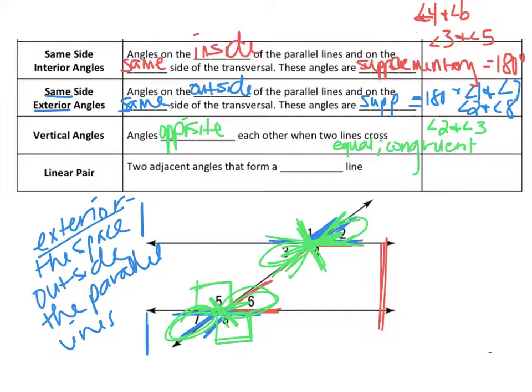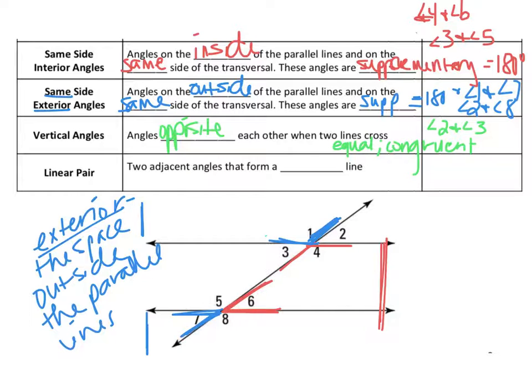The last example of our angle relationships would be a linear pair. So a linear pair are two adjacent, so side-by-side angles that form a straight line. So for example, angle 1 and angle 2 would be considered a linear pair because they form a straight line, which is equal to 180 degrees, or a line, right?